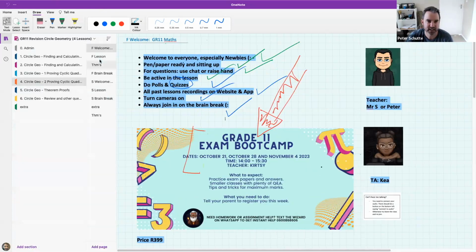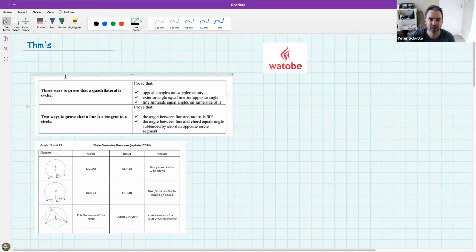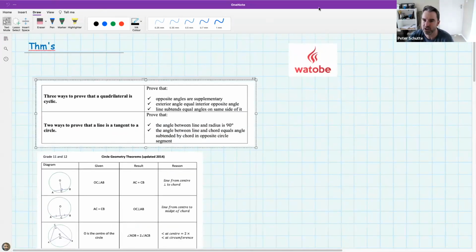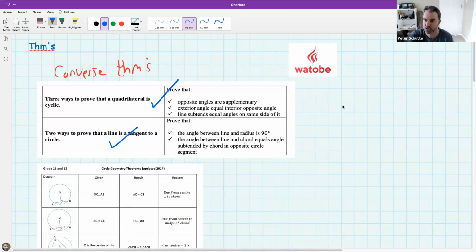Okay, let's get going. Before we actually start today, I just want to do a quick overview of the content that needs to be sitting in the back of our heads as we engage with these questions. In the last lesson, we spoke about what are called the converse theorems. The converse theorems help us prove something is a cyclic quad, or help us prove something is a tangent. Just to remind you what a cyclic quad is, if we have a quadrilateral and prove it's a cyclic quad, we know we could fit a circle through it.